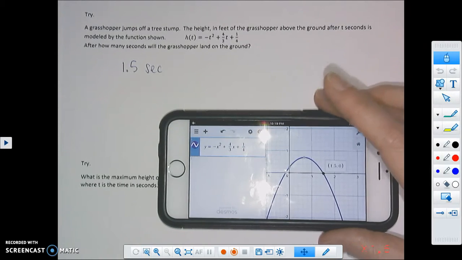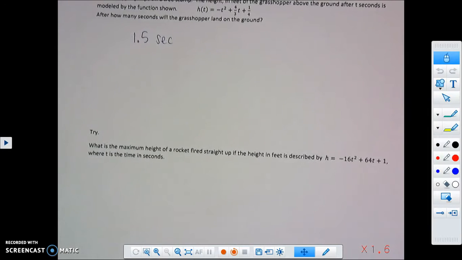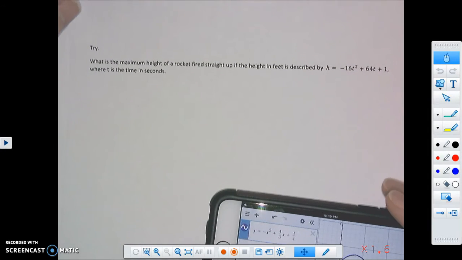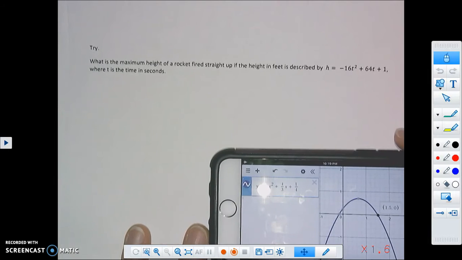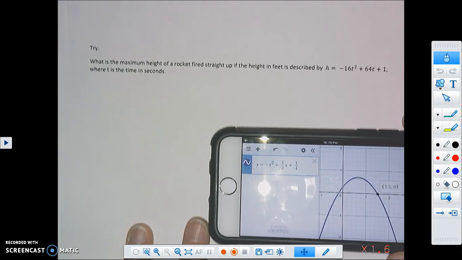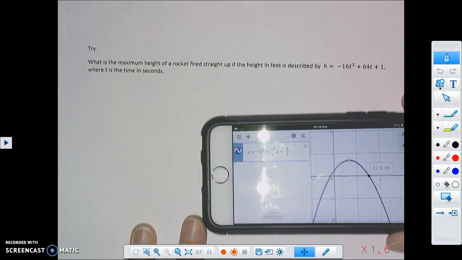All right, one last question here for you to try. Again, if you want to pause the video, try this one on your own and then check in. That would be great. This says, what is the maximum height of a rocket fired straight up if the height in feet is described as h equals negative 16t squared plus 64t plus 1, where t is the time in seconds.